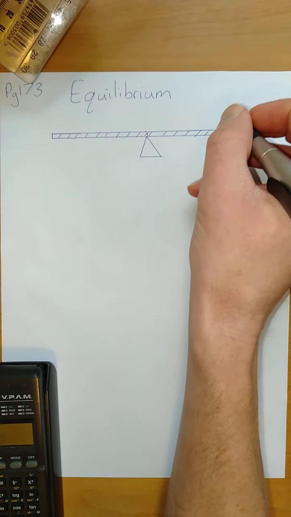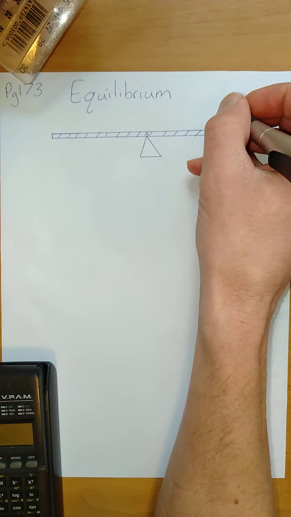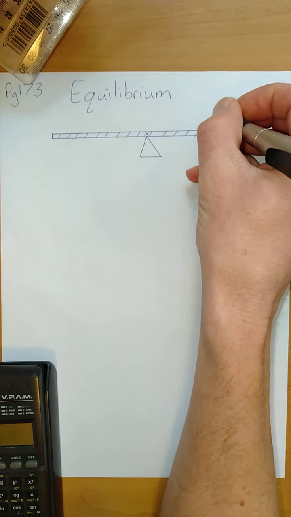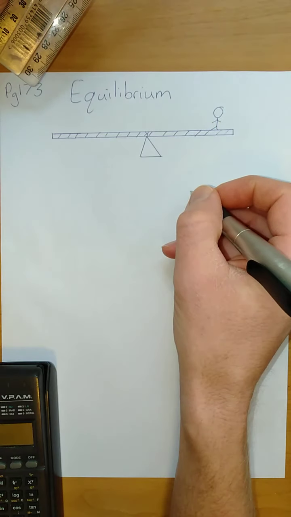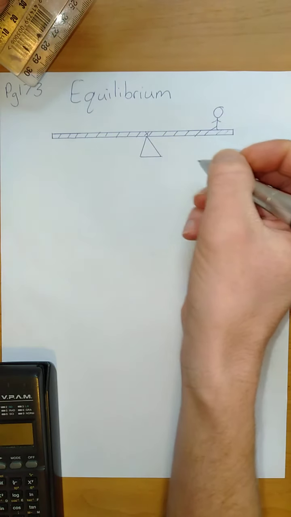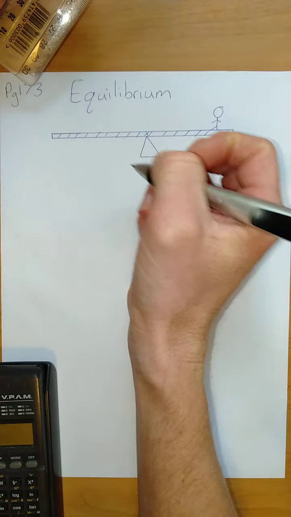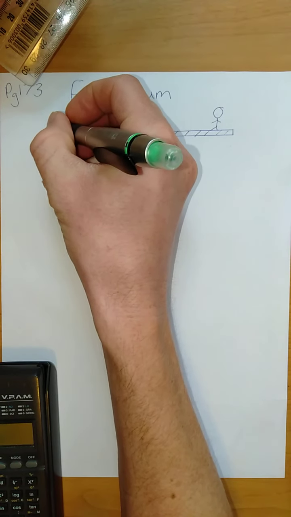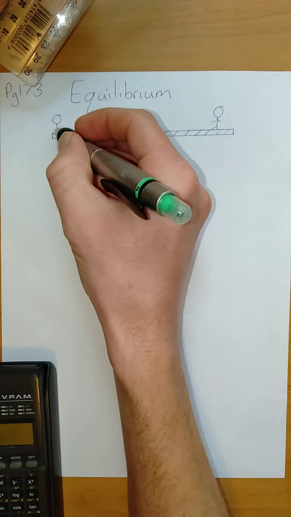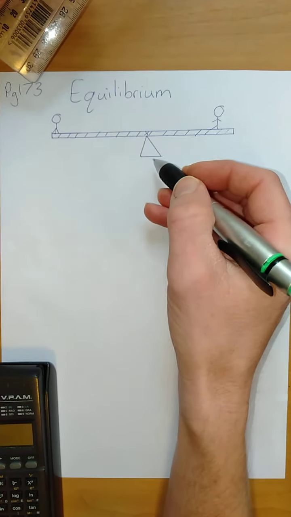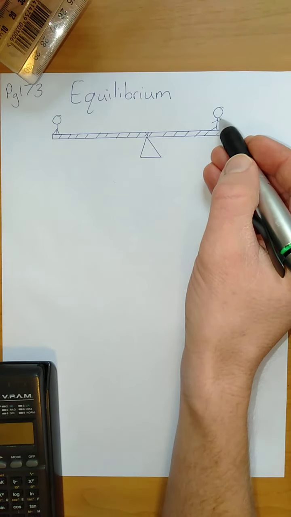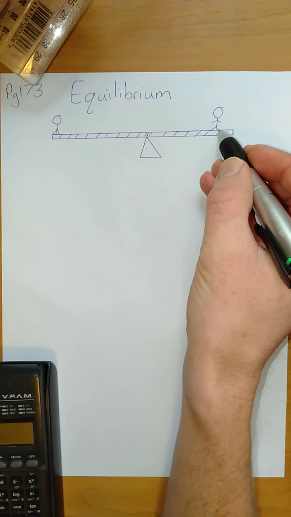Alright, which means that we can just put an object here, which is going to be one person standing there, and we're going to put another person over here. So you can see they've got different distances. If this is truly an equilibrium, that means that this person would have the most mass.